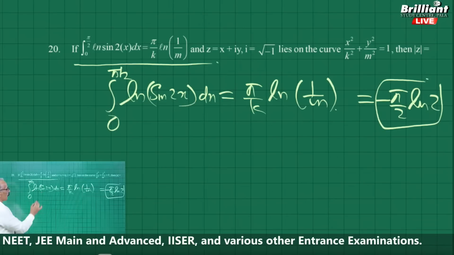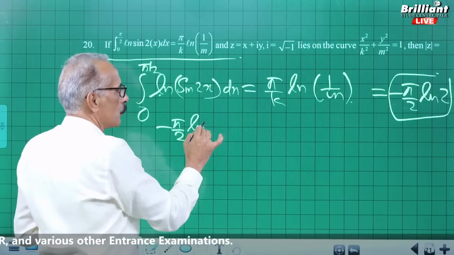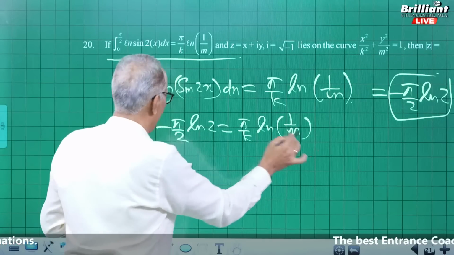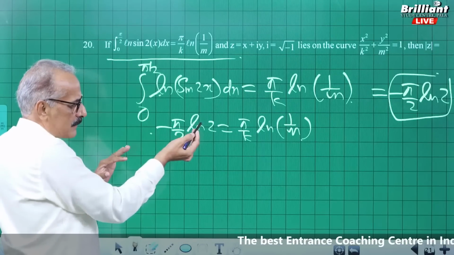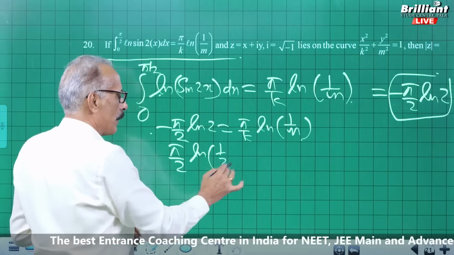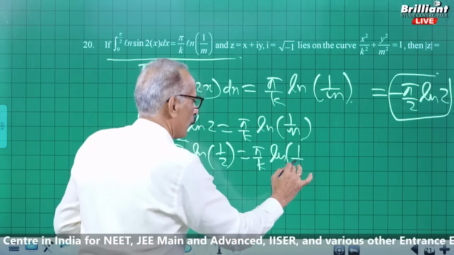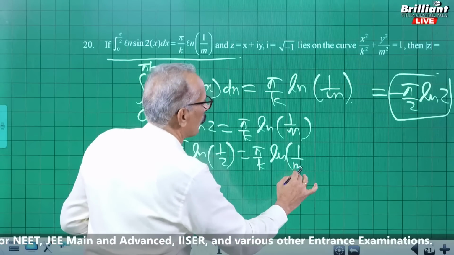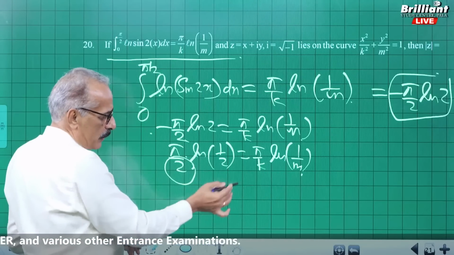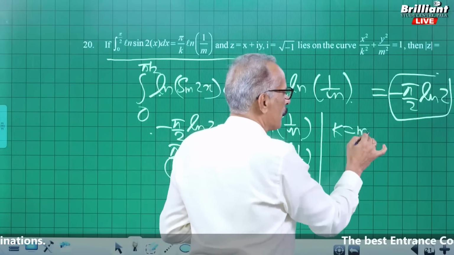Okay? 3 questions I told you. So this is equal to what? Minus pi by 2 log 2 equal to pi by k into logarithm of 1 by m. Wonderful. How can I remove this minus from log? It's pi by 2 into logarithm of 1 by 2 equal to pi by k into logarithm of 1 by m. So what is your k? 2. What's your m? That is also 2. So you have k is equal to m is equal to 2.